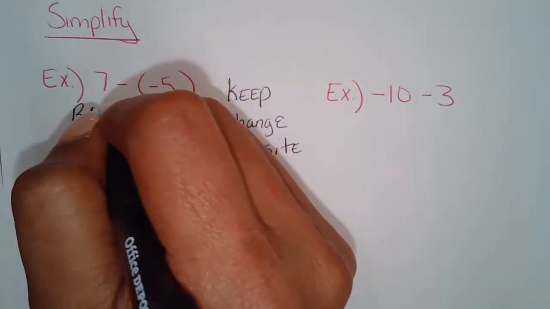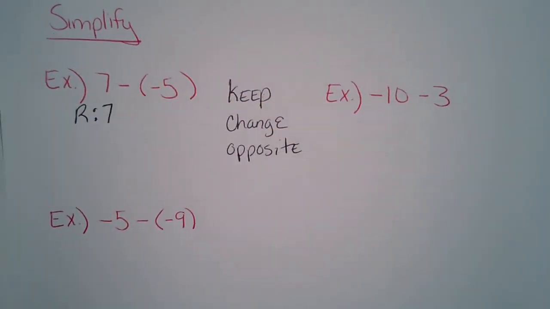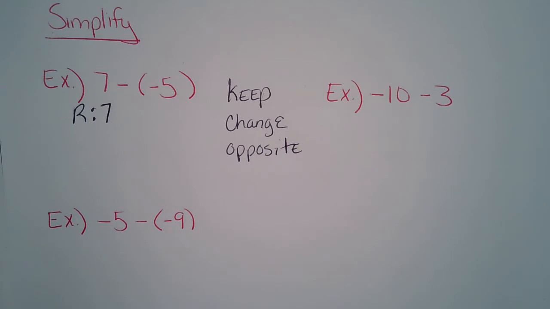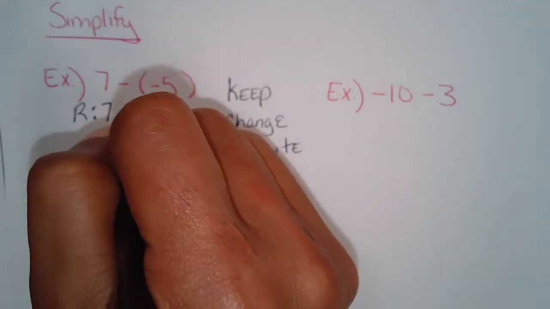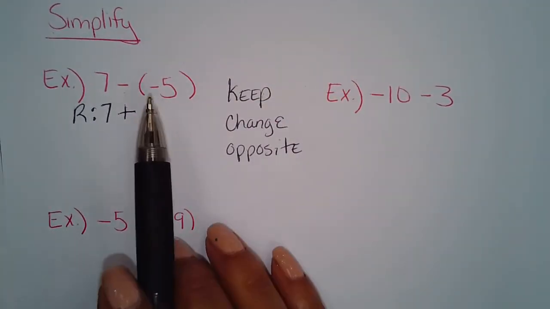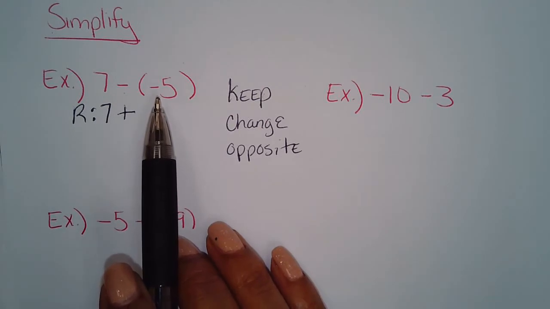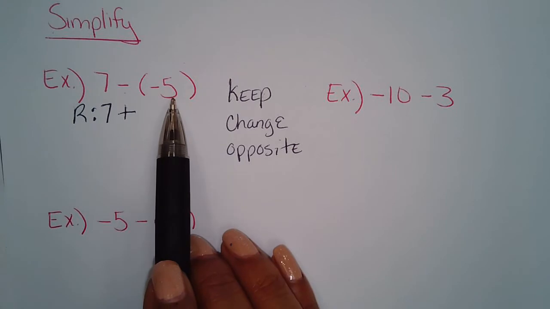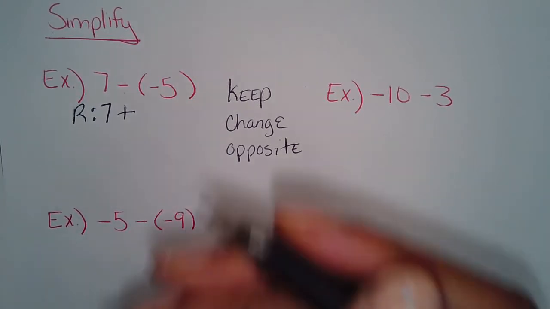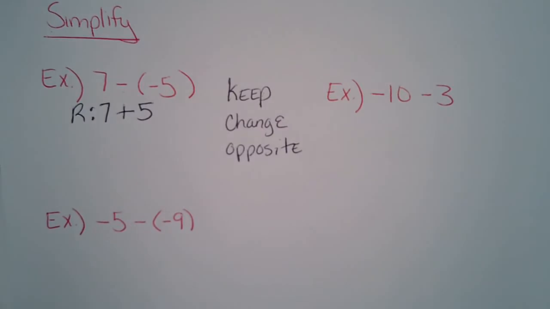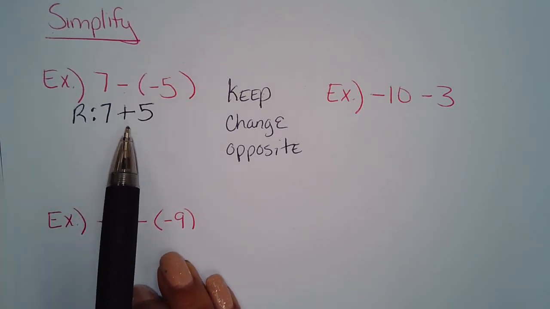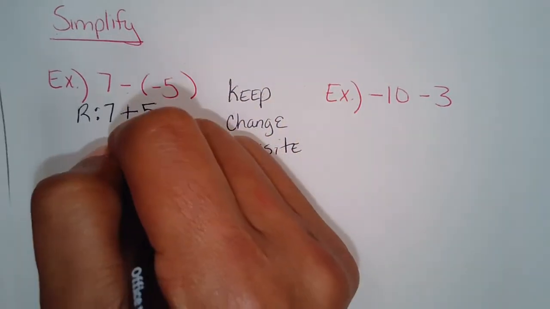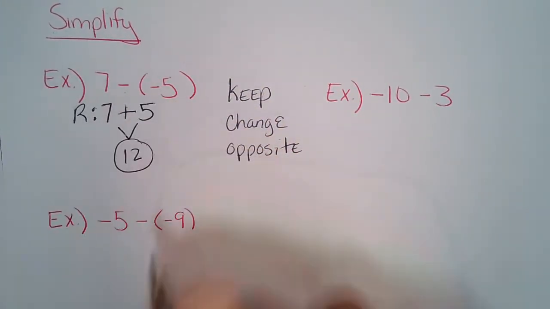All right, so in our first example, we're going to keep the first integer the same. We're going to change our subtraction to addition. And then the last integer, we're going to take the opposite of it. Since it's -5 here, the opposite of that is going to be +5. So now my new expression looks way more simple. My new expression is 7 plus 5. And obviously we know that that is +12.